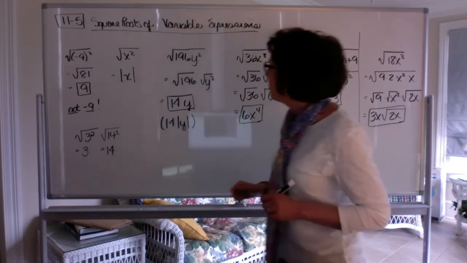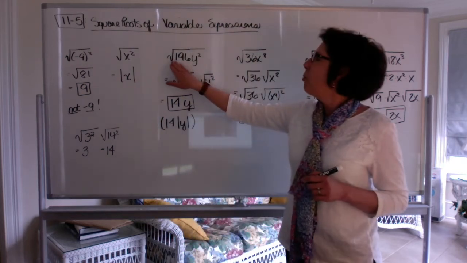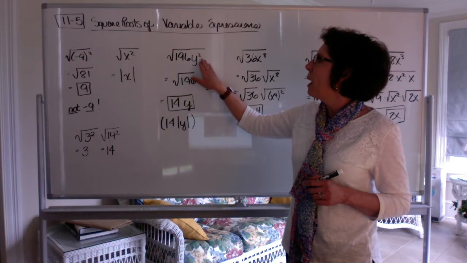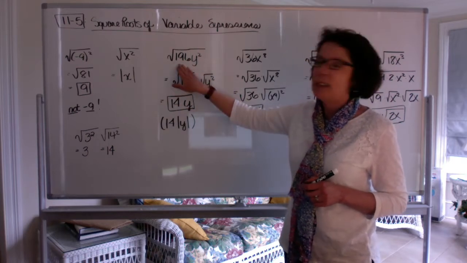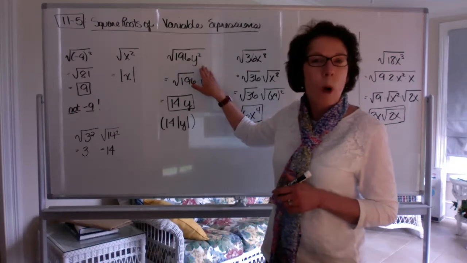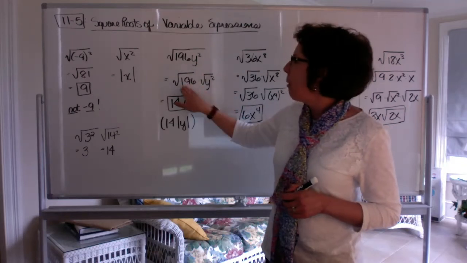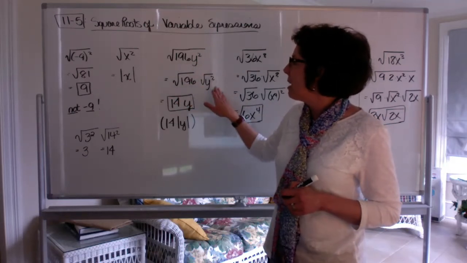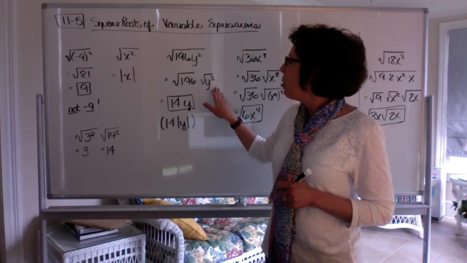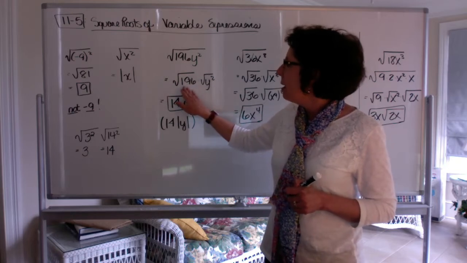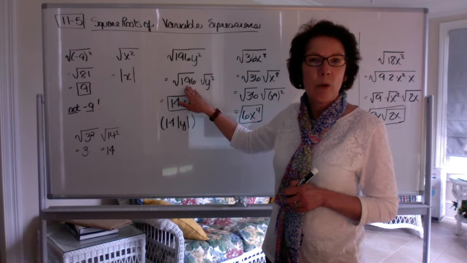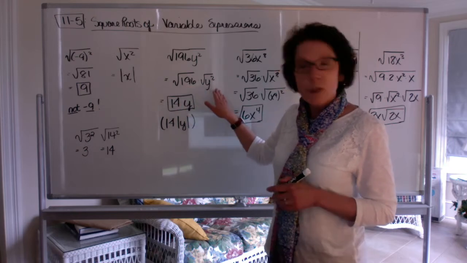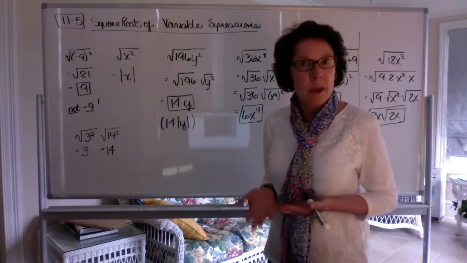Now, moving on. What if we want to simplify the root of 196y squared? Well, 196 is the perfect square of 14, so that's not too hard to do. But what do I do with y squared? Well, I'm going to break it down to the square root of 196 times the square root of y squared. And so that is going to become 14, because 196 is a perfect square of 14. And the square root of y squared is simply y.